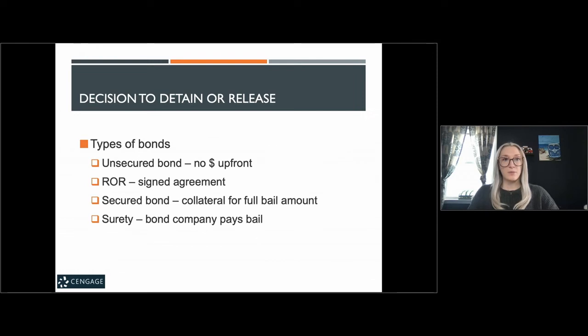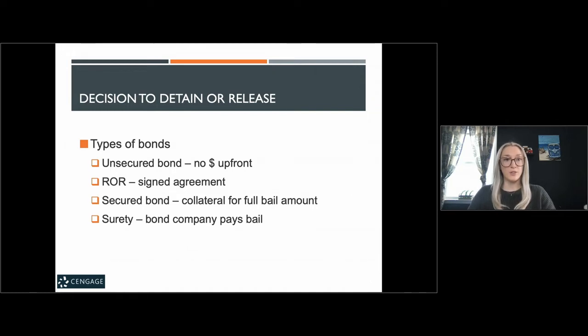So we have a couple different types of bonds that we can use when we're making these detain and release decisions. A bond decision does take into account offense severity. Okay, so I want to be clear that whether to detain or release, it's not simply dependent on the offense severity. While it's a factor that's taken into account, it's not dependent on that. Now the type of bond is.